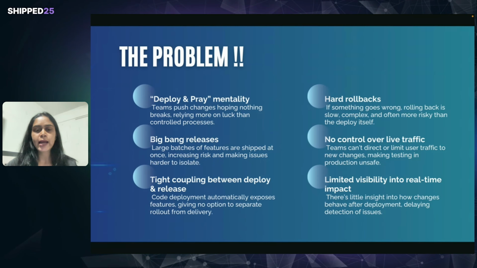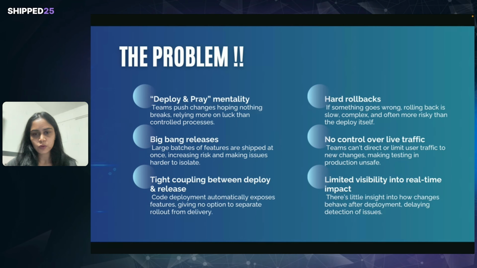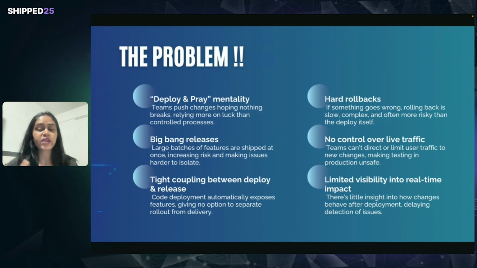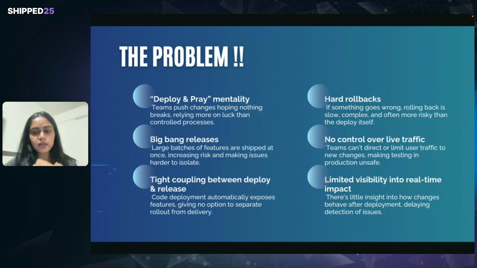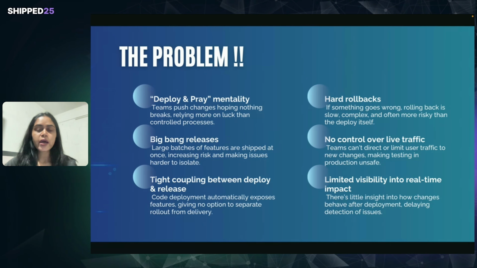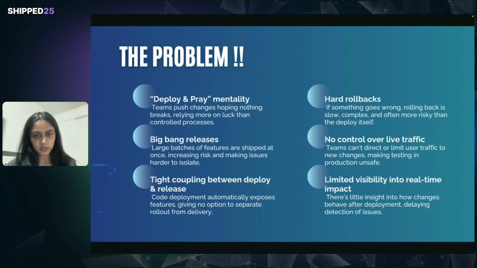Next we have no control over the live traffic. You can't say, let me first test this with only 1% of the users. It's all or nothing. So we won't have any control over the live traffic that is flowing to the product. And then finally, we have the issue of poor visibility in real time. By the time you realize something is wrong or broken, end users or customers have already felt the impact.